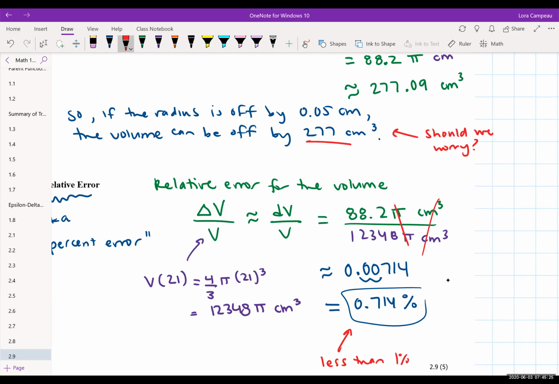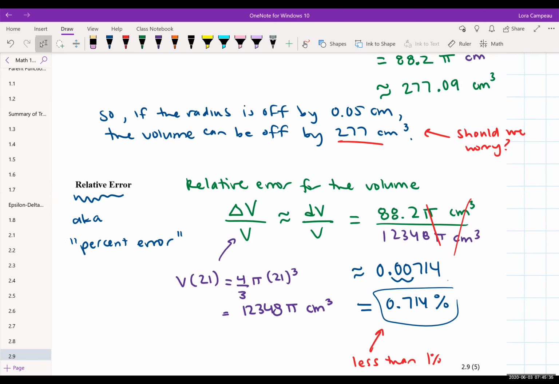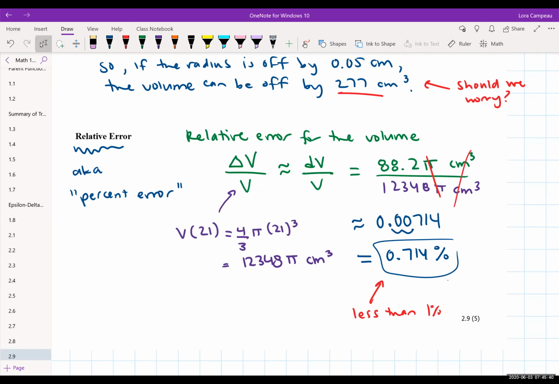And so I'll let you decide. It does depend on what you're manufacturing. It could make a difference, but what they're trying to say is if your radius is off by 0.05 centimeters, the relative error means the volume's off by about 0.714%, less than 1% off. So again, I'll leave that up to you. And depending on what you're manufacturing, the answer could be yes or could be no.